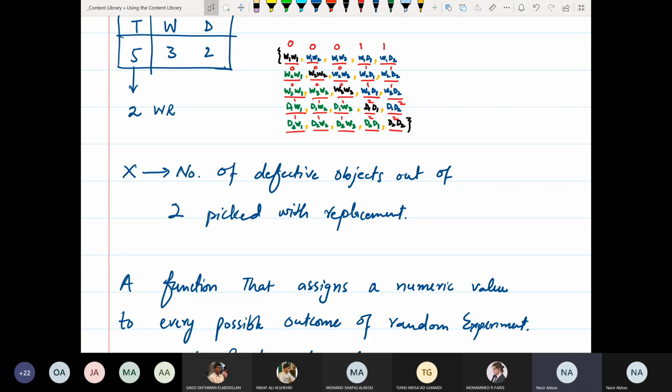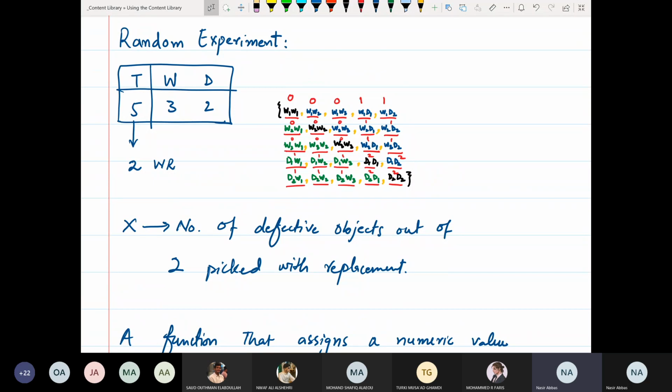When you perform the experiment, like I tell you, I have this box of 5 items. I pick 2 out of them. Before observing the 2 items, can you tell me what will be the number of defective items? You cannot. It will be either 0 or 1 or 2, but you cannot tell me which. So the outcomes of this random experiment are unpredictable, and the value of this random variable is always unpredictable.